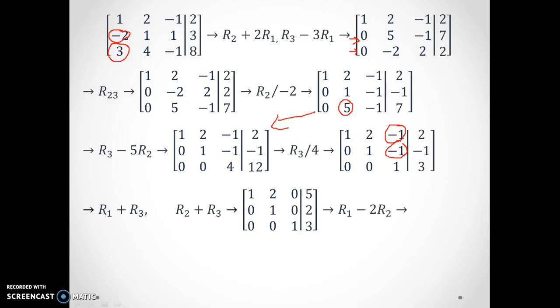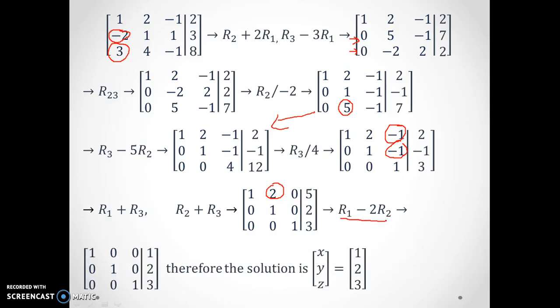For that I'm going to use the row transformations R1 plus R3 and R2 plus R3. When I add this to this, I'm going to get this as 0 and all other entries remain unchanged. Similarly, when I add R1 plus R3, I get 1 plus 0 is 1, 2 plus 0 is 2, and minus 1 plus 1 is 0. So when I perform these two row transformations, I get this resultant matrix. So I'm almost done now. I only need to convert this to 0, and for that I'm going to use this particular row transformation, and then I finally get this matrix.